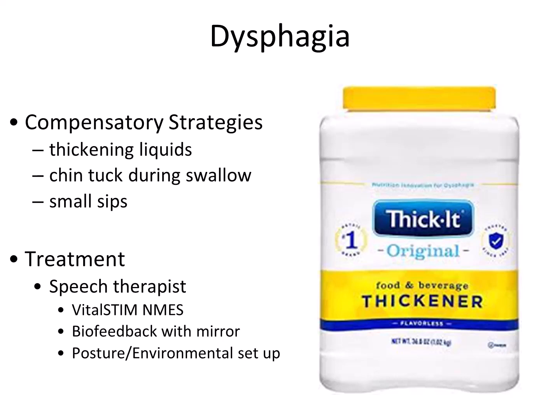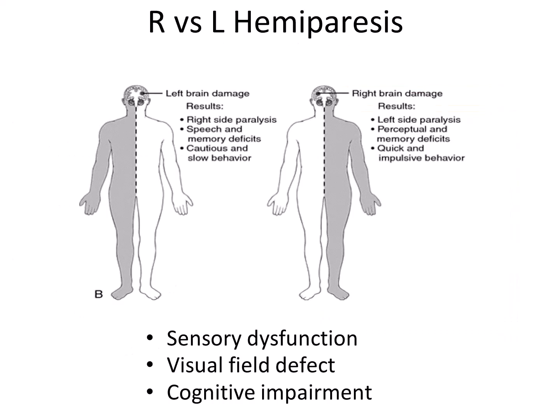They might use biofeedback with a mirror. And another thing that we can be conscious of is the posture of the patient is going to be important for swallowing. So you want a good upright posture before you have that person swallow anything if they have dysphagia.